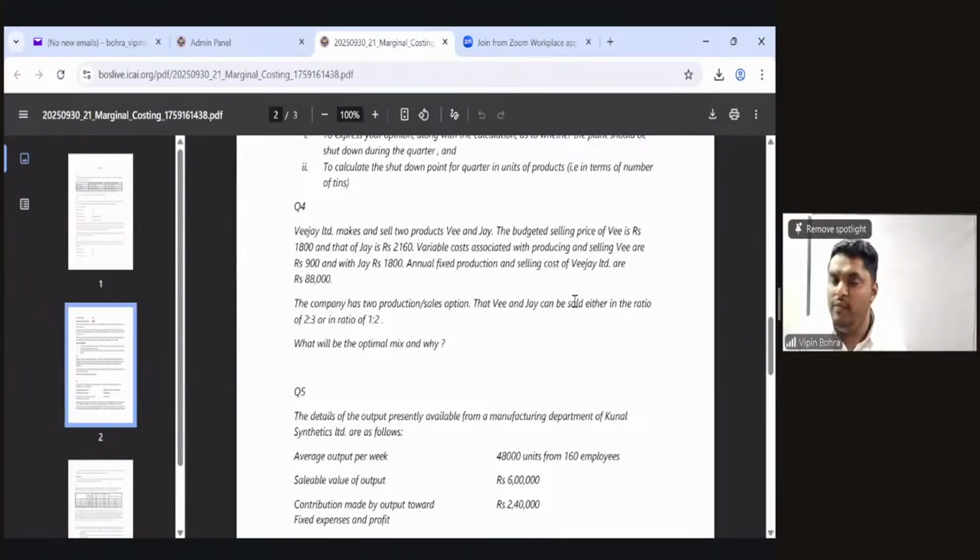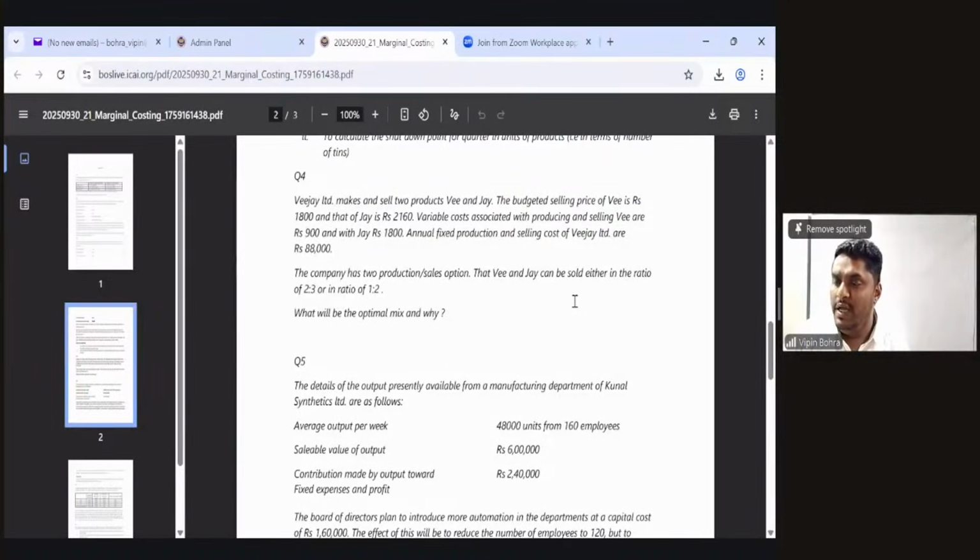That is question number 4, wherein we'll be discussing the concept of sales mix also. So I'll be covering all the points in detail in this class. So let's start with this question number 4 that is related to sales mix.